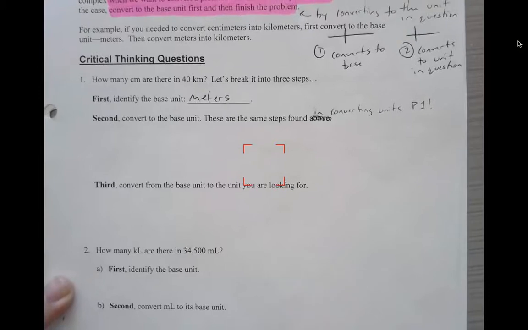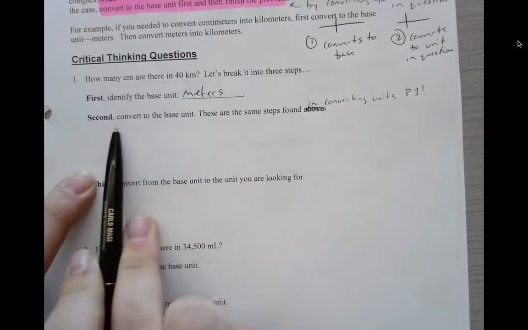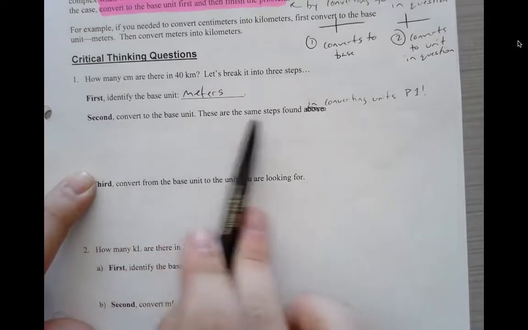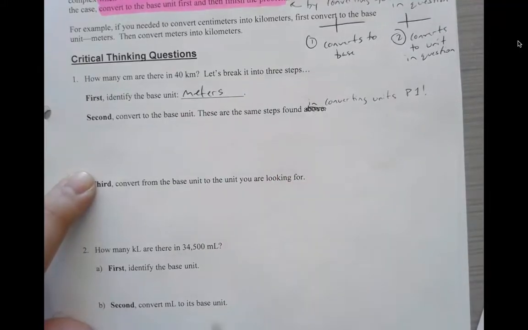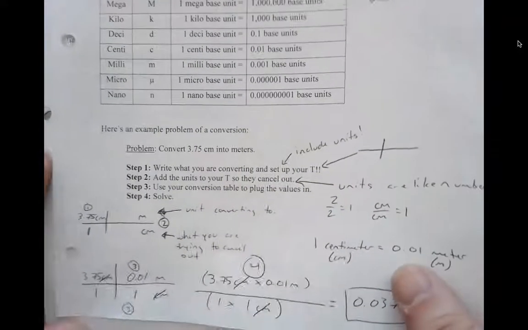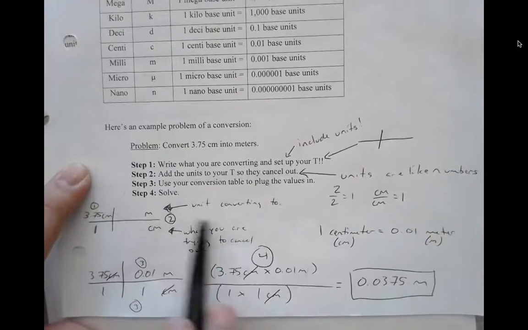So next we're going into the second part. The second part, we convert to the base unit. These are the same steps that we find in converting units part 1. I changed it. I made it two separate Chemquests. That's why it says above, converting units part 1, and it is these 4 steps that you find down here.